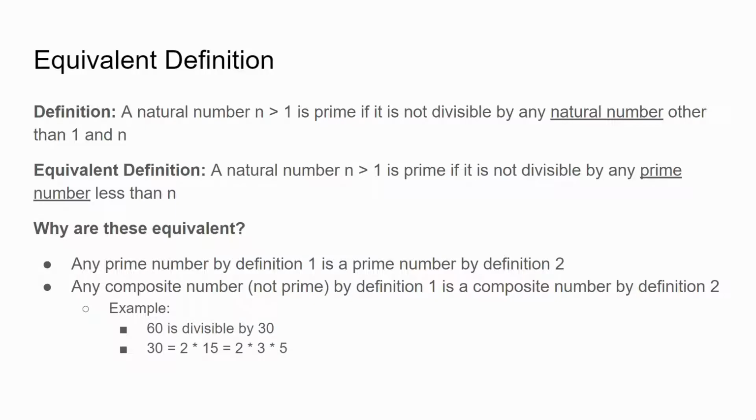And now we can say that 60 is divisible by 2, 3, and 5. Therefore, 60 is composite by definition 2. Now that we know the definition of a prime number, let's prove the result that there are infinitely many primes using a boring formal proof.